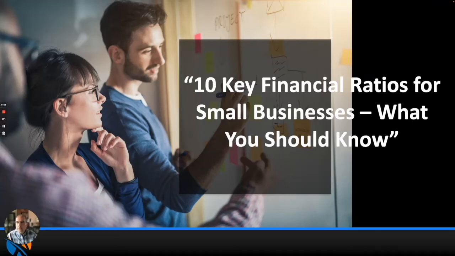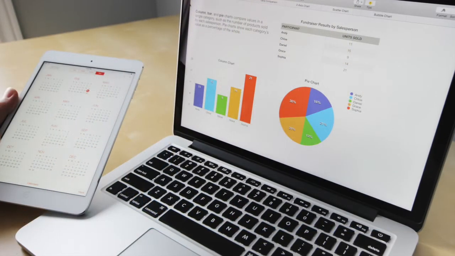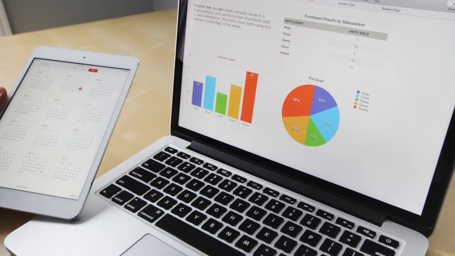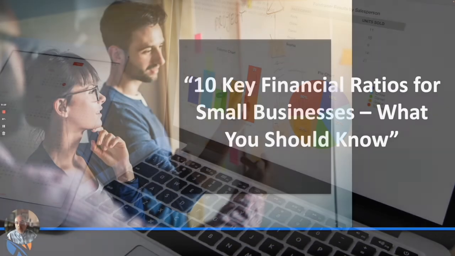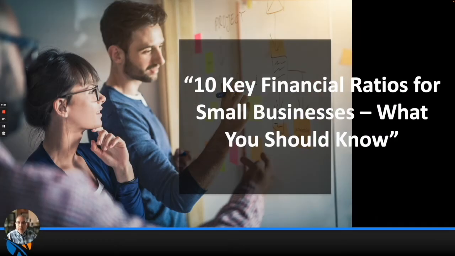Whether you're just starting out as a business owner or a more seasoned entrepreneur, tracking financial ratios can help you analyze your company's financial position and help you make more informed business decisions. Of course, there are dozens, if not hundreds, of potential financial ratios to track. So which ones are most important for your business?